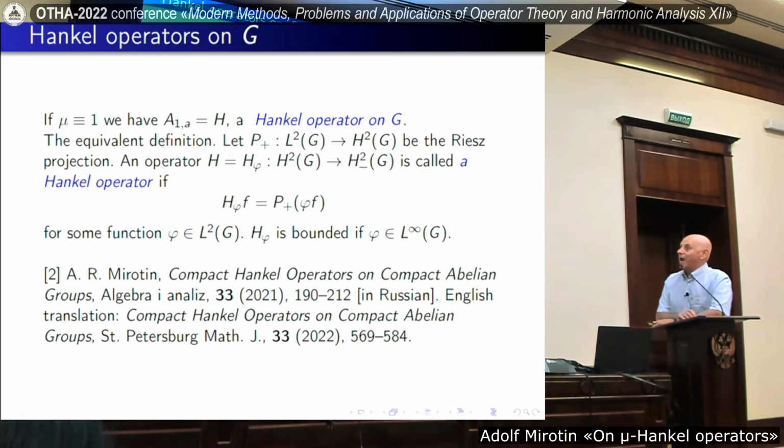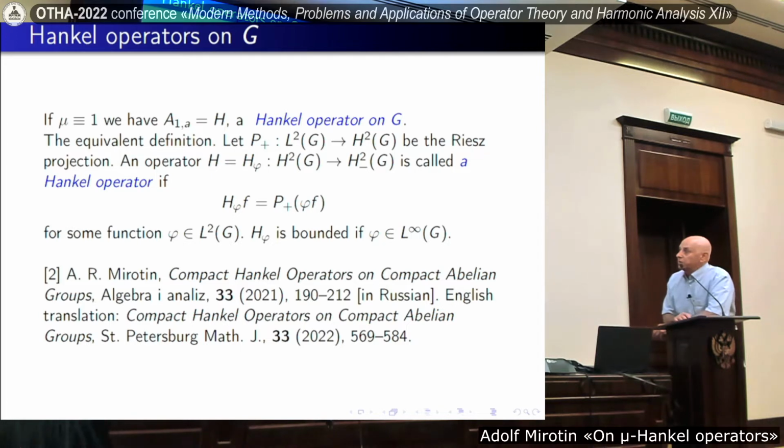In other words, A sub 1 A small is a Hankel operator on G, and the equivalent definition of the Hankel operator on G is as follows. We consider the orthogonal projection P plus from L2 of G onto H2 of G, the so-called Riesz projection, and we consider some function phi in L infinity on G, and we define the Hankel operator of the group G in the classical manner, H phi on the function f as the projection of the product phi multiplied by f.